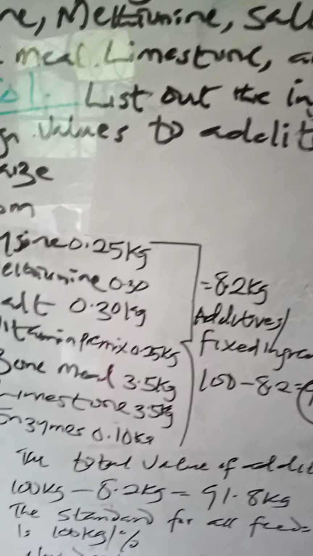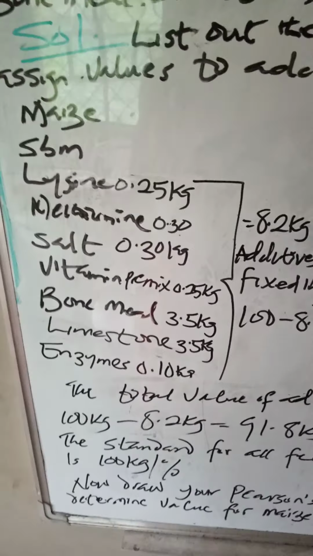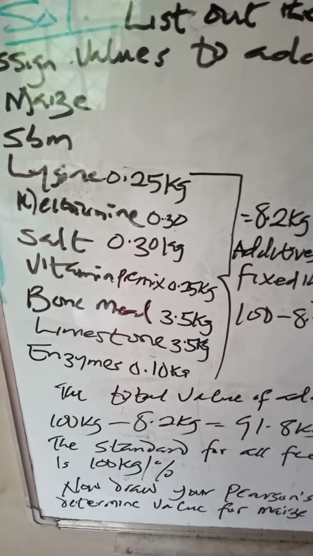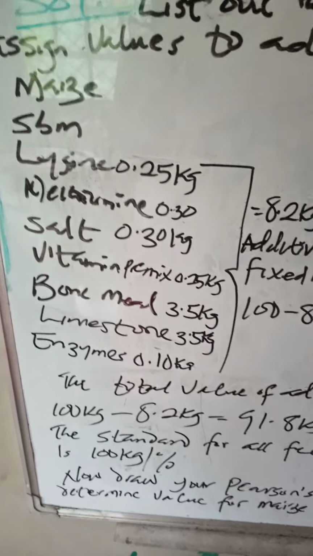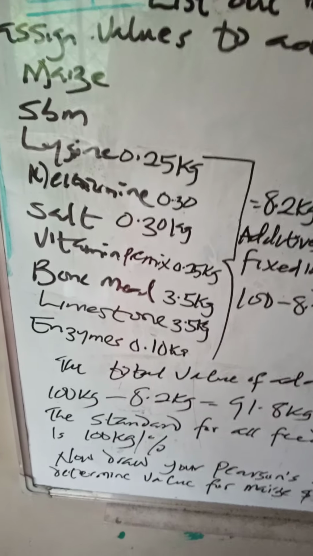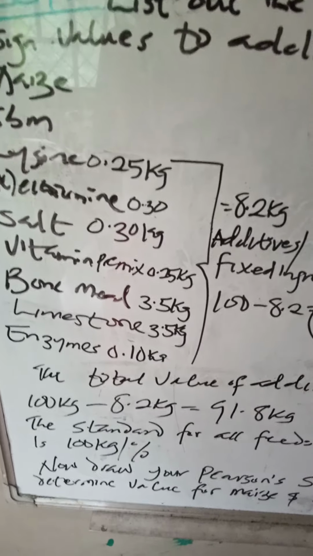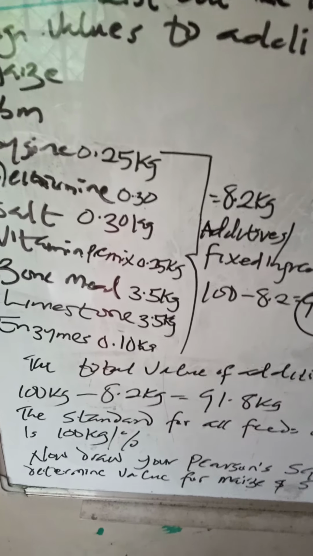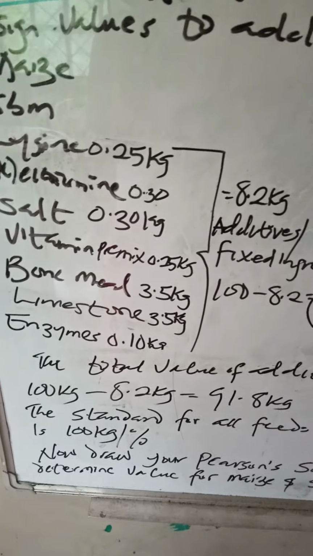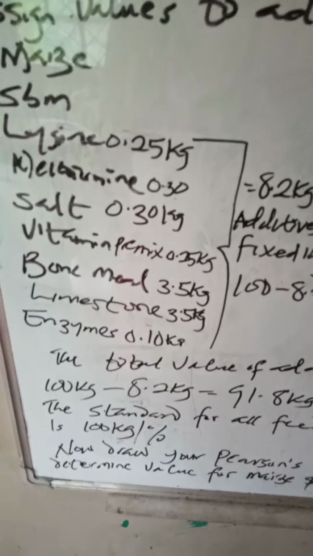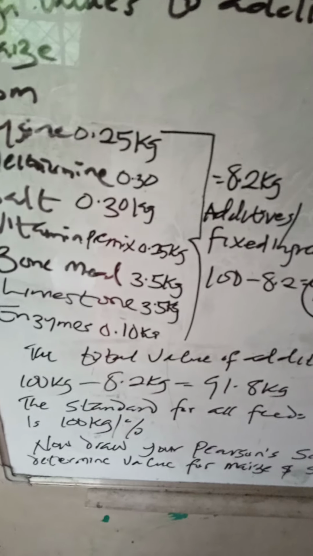All what you need to do is to work within those values. So the ingredients are listed now, and value assigned to the fixed ingredient. You can see the maize, SBM, the two of them, they don't have value yet. We are going to work it out using the Pearson square method. The lysine, the methionine, the salt, the vitamin premix, the bone meal, limestones, and enzyme, they've been assigned value, and these values are within the range allowed by the experts in the animal production industry.